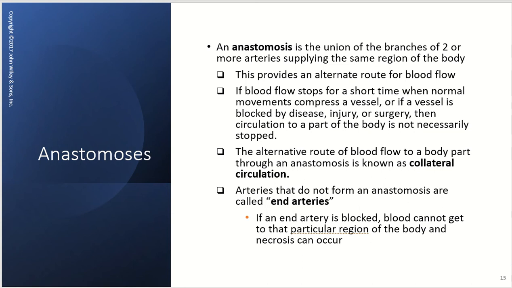The alternative routes of blood flow to the various body parts through an anastomosis are known as collateral circulation. Arteries that do not have an anastomosis are called end arteries. If these are blocked, then blood cannot get to that particular region of the body, and necrosis can start to occur, which is a very bad thing. If you remember from A&P 1, necrosis is just pathological cell death. So that's really something you want to avoid.